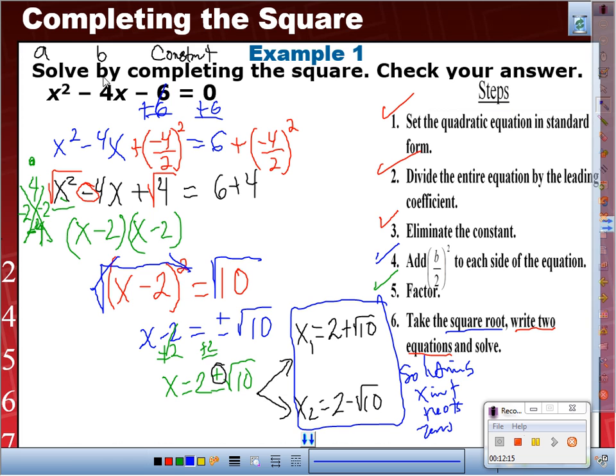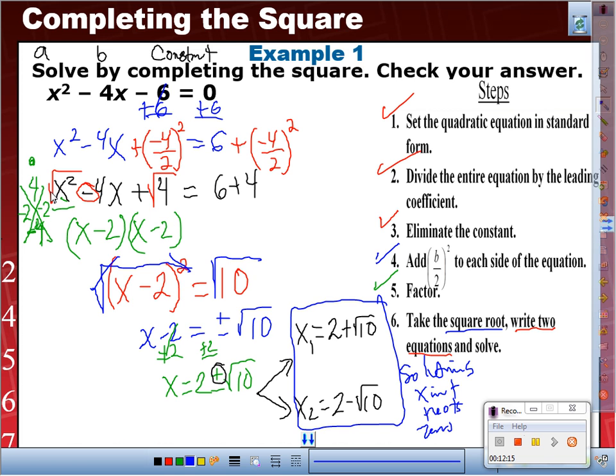Step 1, standard form. It was already in standard form. Step 2, divide by the leading coefficient. It was 1, so it stayed the same. Step 3, eliminate the constant. We added 6 to each side. Step 4, add b over 2 squared. Why do we do this step? Because that's what we call completing the square. Are we there? To each side.